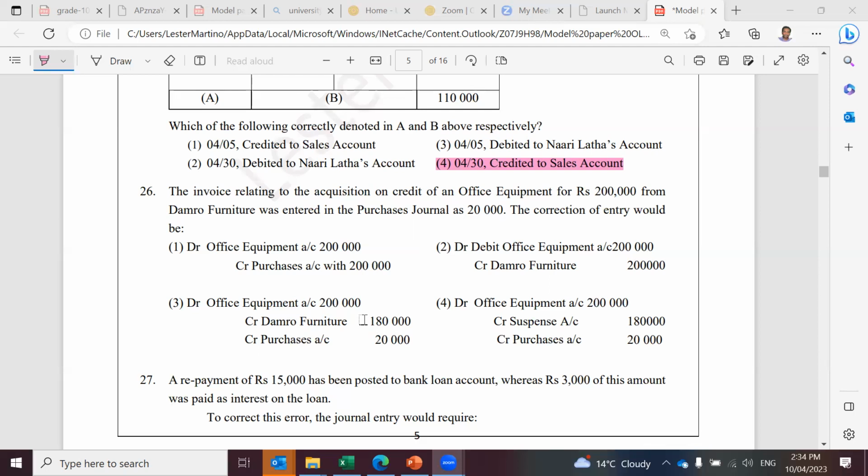And then what will be the other impact? The purchases amount is wrong, so that needs to be reversed from the purchase account. So the answer is third option. Answer is third option. Clear? Right.